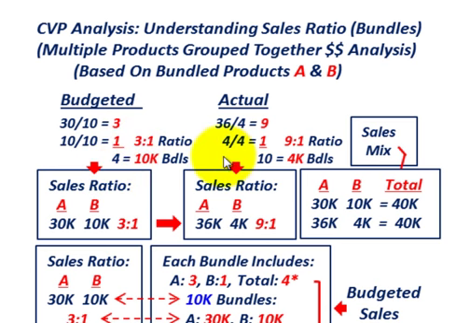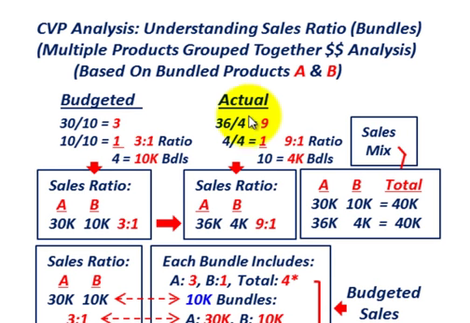So let's look at it. We sell a total quantity of 40,000 of A and B, divided by 4, the quantity in each bundle. You're going to get 10,000 bundles based on that sales ratio of 3 to 1.